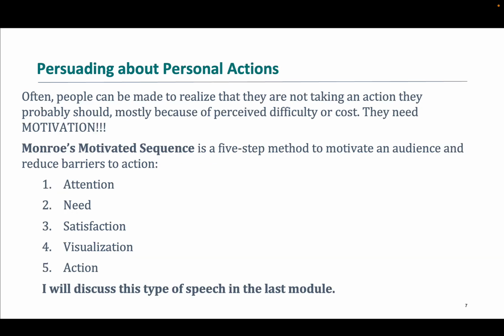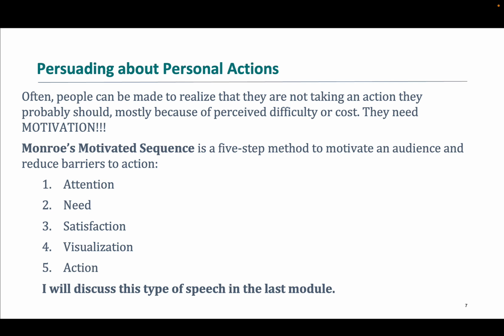This next level of controversy is persuading an audience about taking a personal action. This is actually the basis of lots of advertisements, where you're given a reason to buy a particular product. In this case, however, it's you helping the audience to realize that they're not taking an action that they probably should be taking, mostly because of some perceived difficulty or cost like time or money or just unfamiliarity.